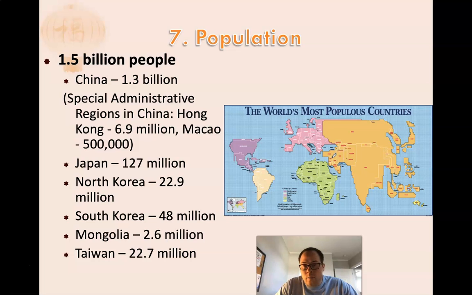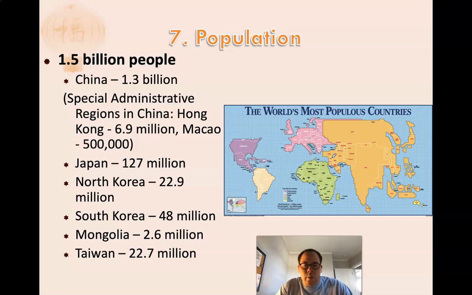Hong Kong was recently given back to China. So it is a province of China, but it is a special economic zone where they let capitalism actually thrive in the city while the rest of the country is communist.